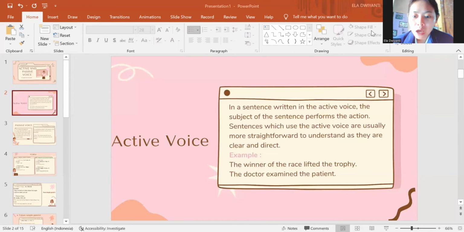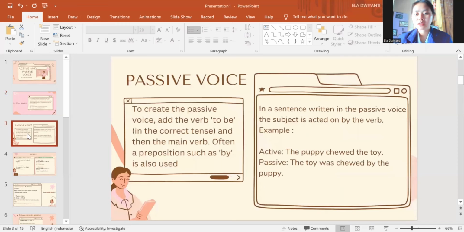Example: the winner of the race lifted the trophy. The doctor is examining the patient. Okay, the next is passive voice. In a sentence written in passive voice, the subject is acted on by the verb.